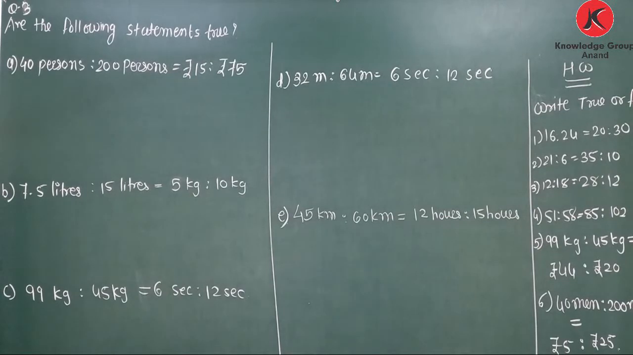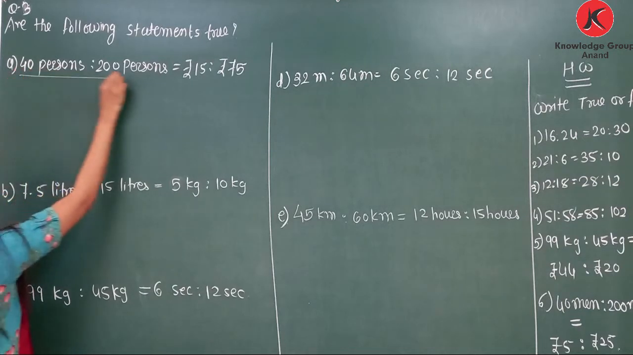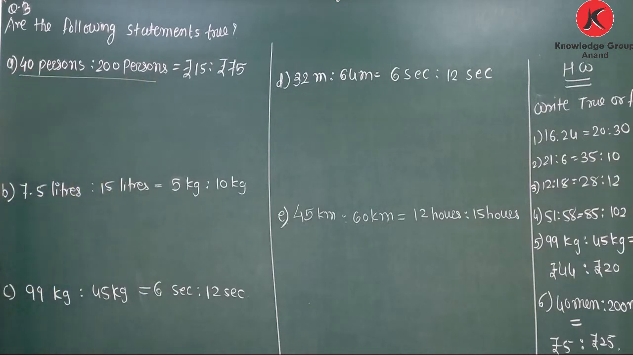Question number 3. Are the following statements true or false? So here we need to check again whether the statements are true or not. So first, 40% to 200% is equal to rupees 15 to 75. So let's check first. Here the first ratio is 40% to 200%.